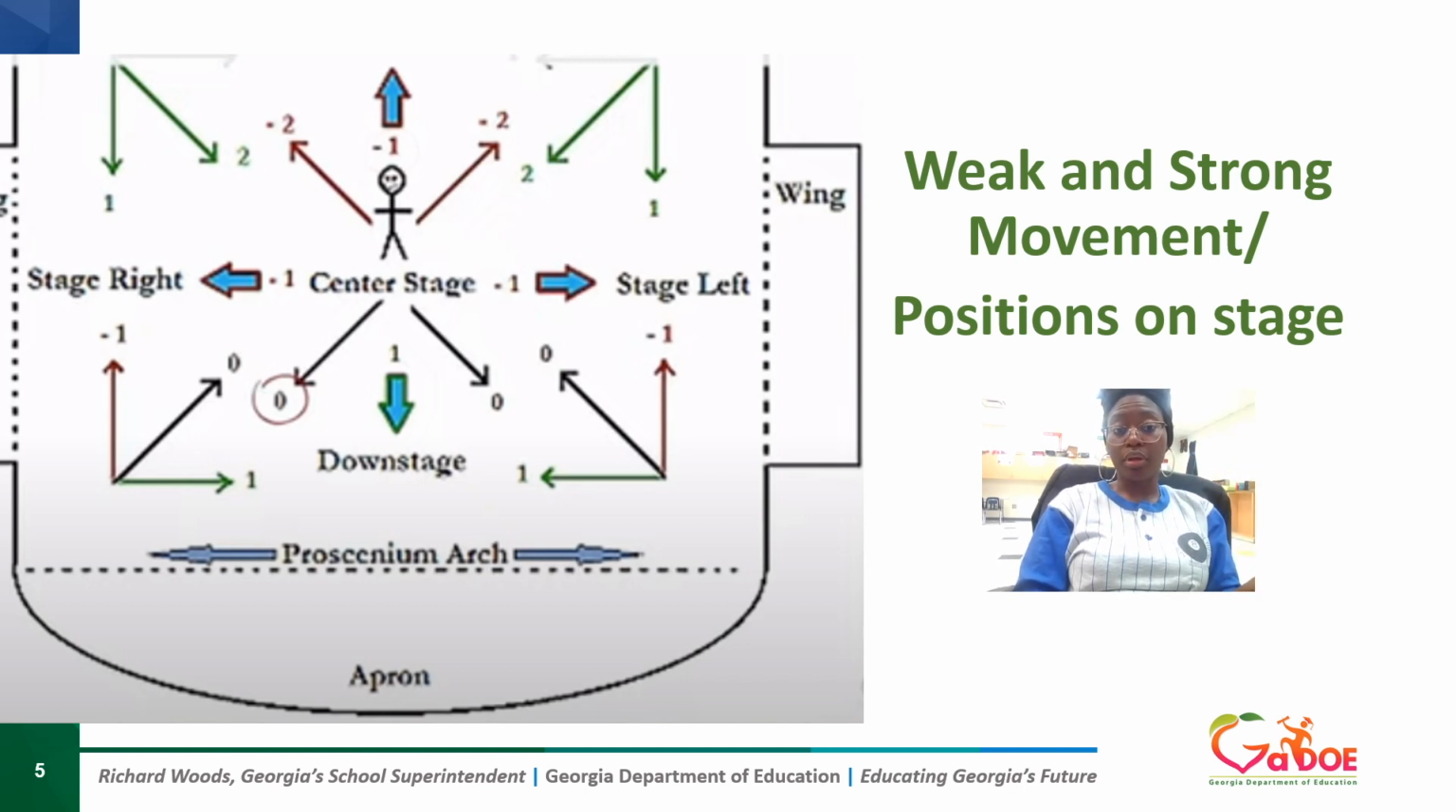is a weaker movement. If you are moving towards the center, so you're already downstage, but you're moving from stage left or right towards the center, downstage center, closest to the audience, that is a stronger movement. Understanding these positions helps you to tell the story a bit better.